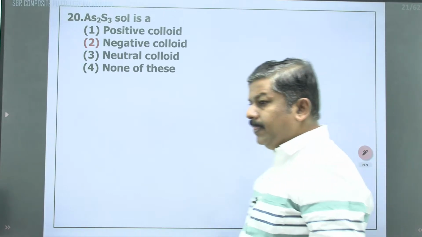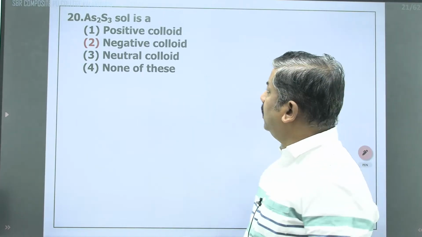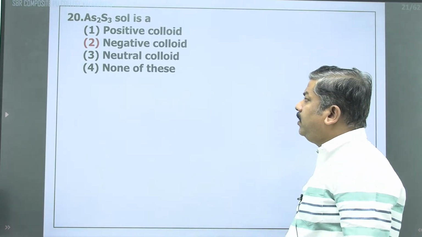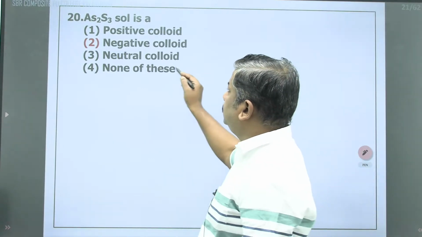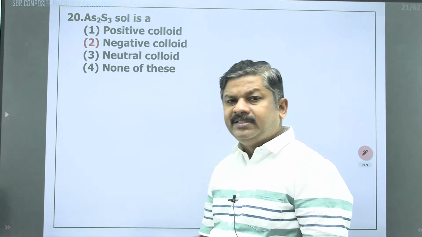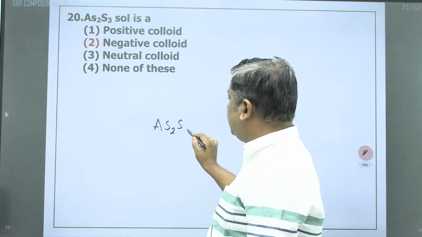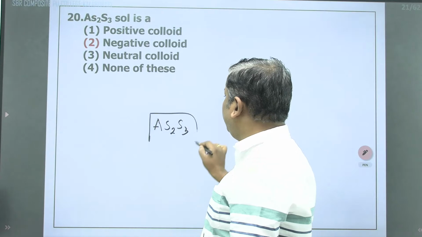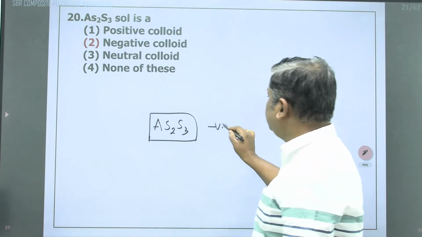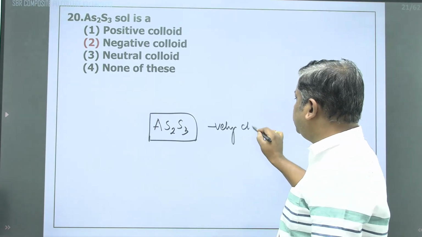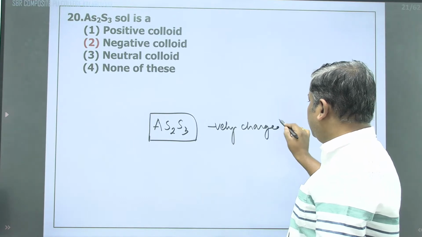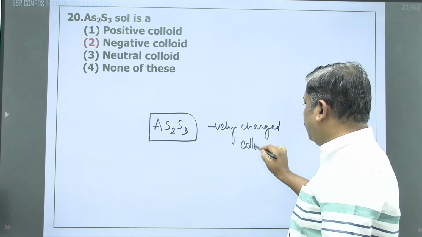Question number 20. Arsenious sulfide is positive colloid, negative colloid, neutral colloid, or none of these. Arsenious sulfide is a well-known example. This arsenious sulfide can be obtained by mixing arsenious oxide with certain amount of hydrogen sulfide. This colloid is an example for negatively charged colloid.